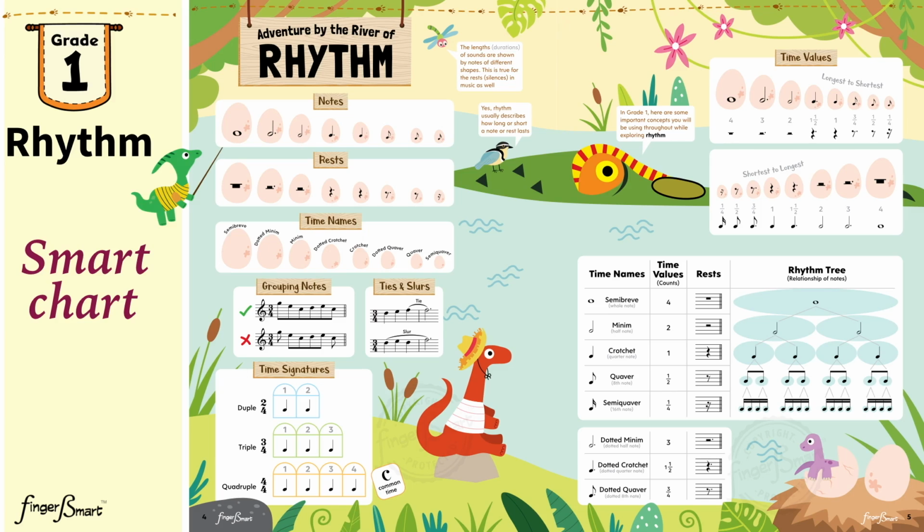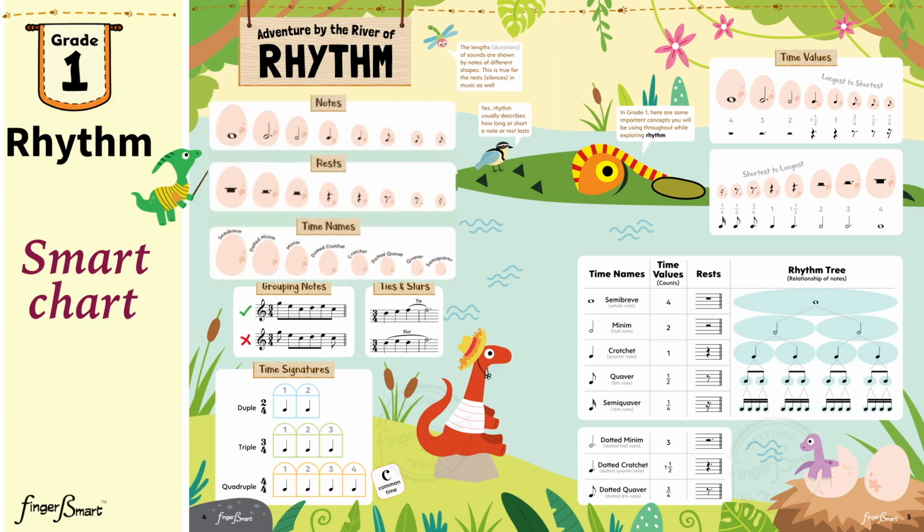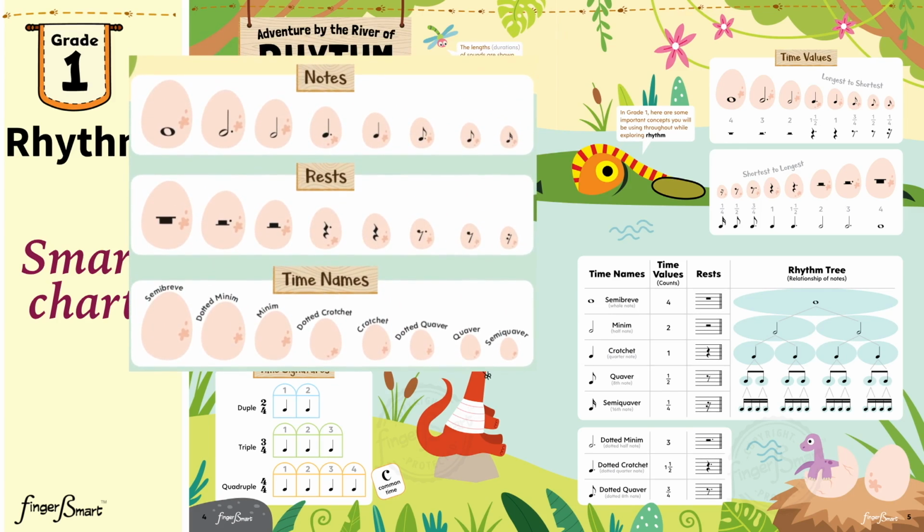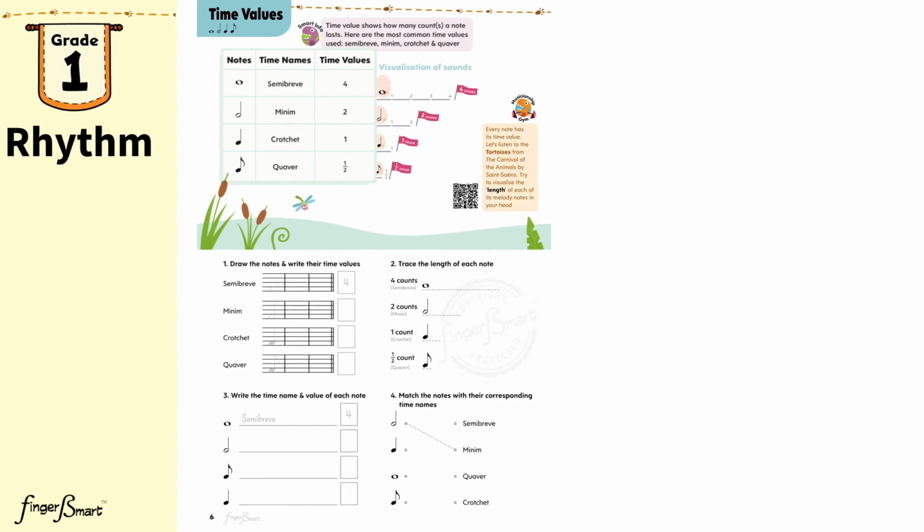Now let's zoom into this corner of notes, rest, and time names. Could you see that? The notes are written in the order from the biggest to the smallest, with its rest and time names. And very interestingly, it is decorated and illustrated with these different sizes of eggs from big to small. And when you turn to the other page on page 6, we will explain more on time values.